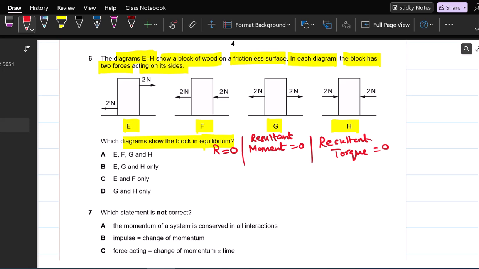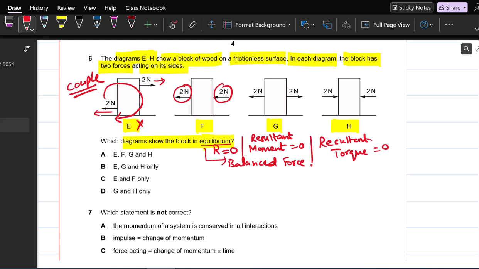So dear students, equilibrium means balanced force. In this, you can see 2 Newton is acting to the right, 2 Newton is acting to the left. So here a torque, or a couple, is acting. So this is not the right option. Here two forces are acting in the same direction. If you find the resultant, it is 4 Newton, so this is wrong.